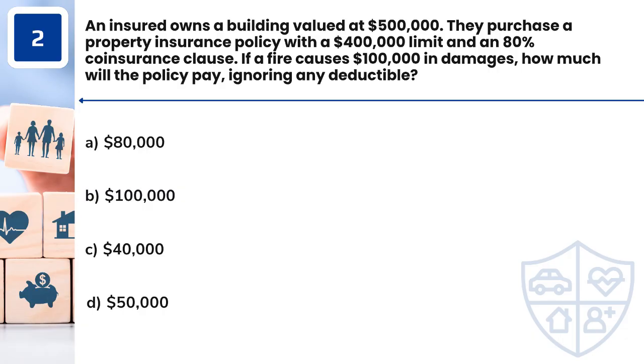Question 2. An insured owns a building valued at $500,000. They purchase a property insurance policy with a $400,000 limit and an 80% coinsurance clause. If a fire causes $100,000 in damages, how much will the policy pay, ignoring any deductible? A. $80,000. B. $100,000. C. $40,000. D. $50,000.